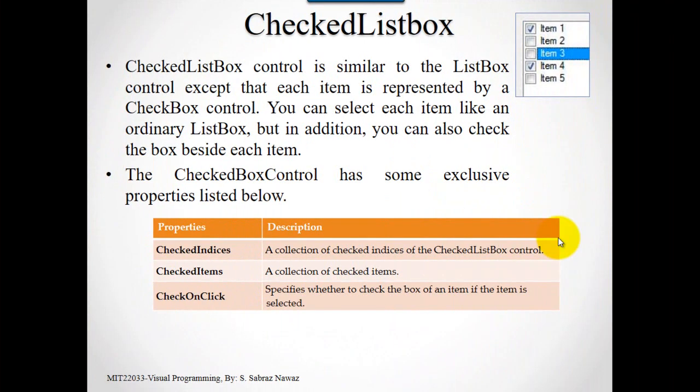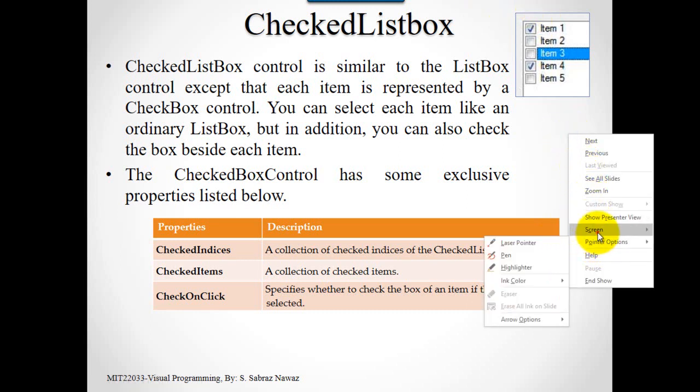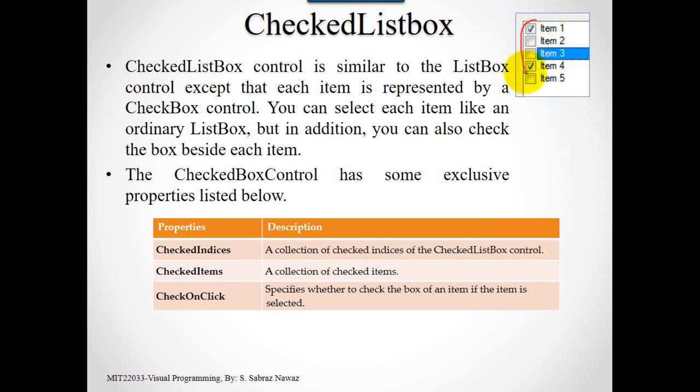Hello everyone, welcome back to our chapter on iterations. In this movie we will see how we can use the checked list box. A checked list box, as you can see in this picture, is similar to the list box except that it has a checkbox added. So this is the difference between the checked list box and the other conventional list boxes.